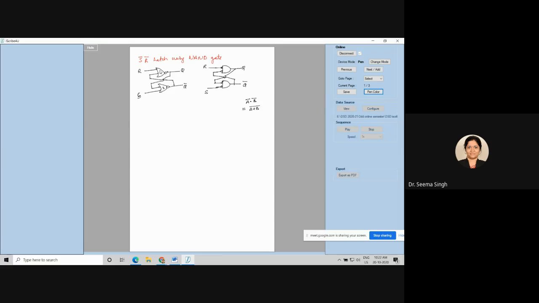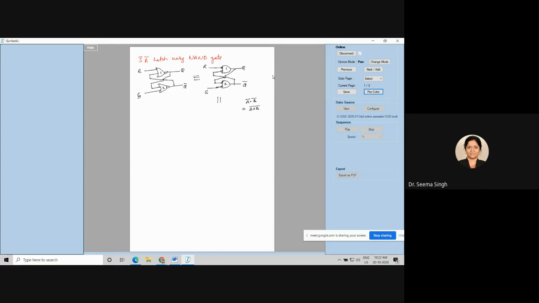So I am replacing this NOR gate by a bubbled AND. I did not do any change in these two circuits, they are both the same, because the operation is the same. Now see what I am doing next. This bubble is there, no? Whether you do a NOT at the input or at the output, is it one and the same thing? Yes, it is one and the same thing.